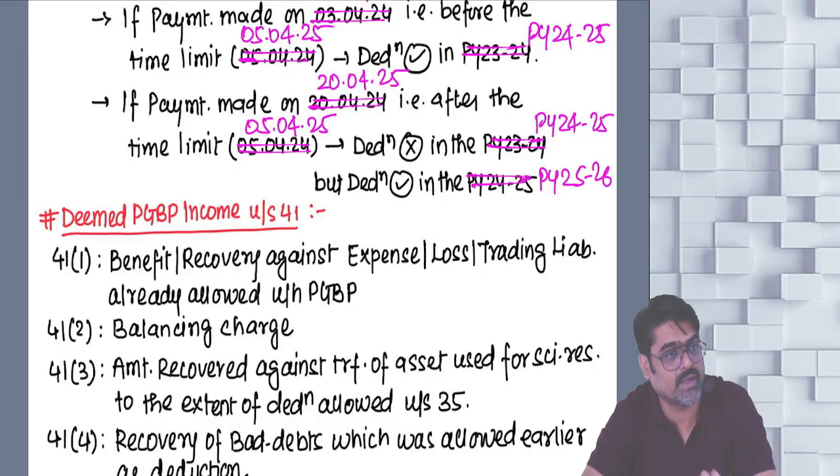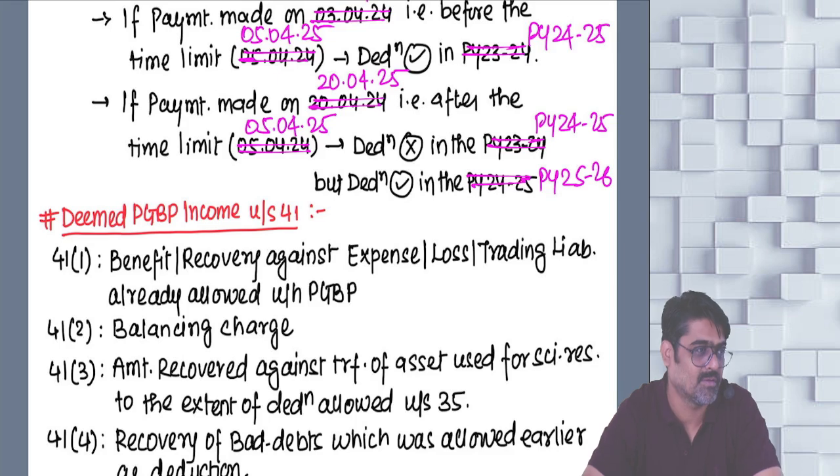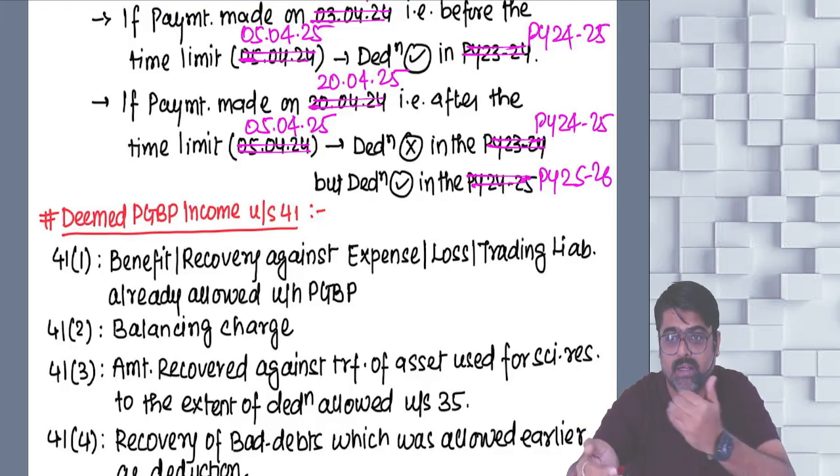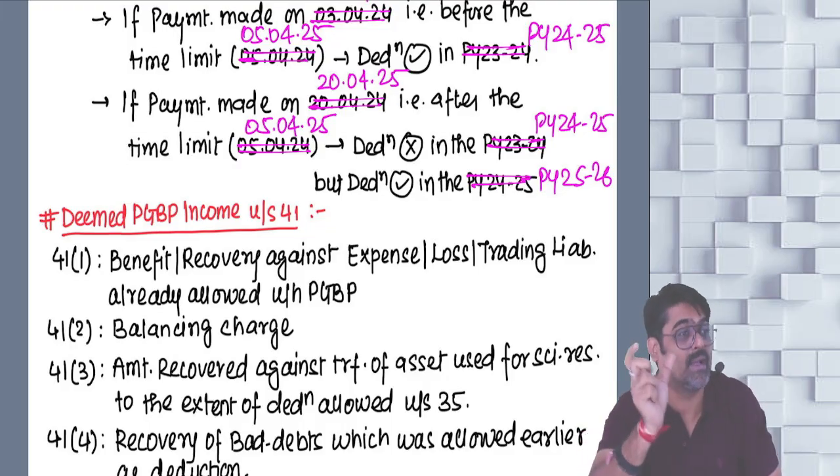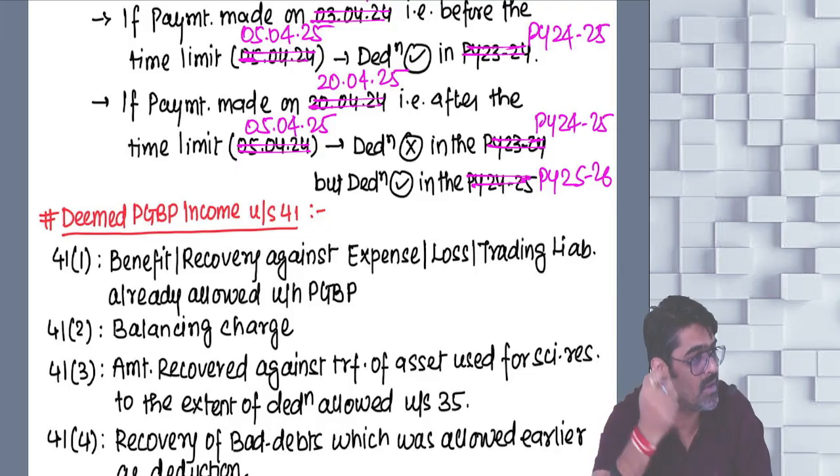But fortunately, you had taken insurance of the stock, and the insurance company is giving you 40 lakh rupees of claim. So how much is your actual loss? But you have claimed a deduction of 50, so 40 will have to be reversed, no? 40 will be your deemed PGBP income. So 50 allowed, 40 deemed PGBP income, net 10 lakh is allowed. That was only your loss.